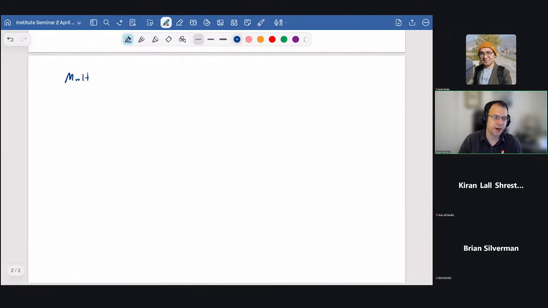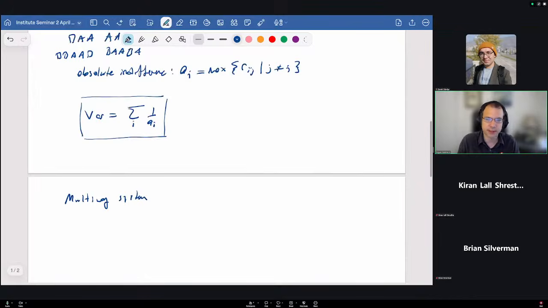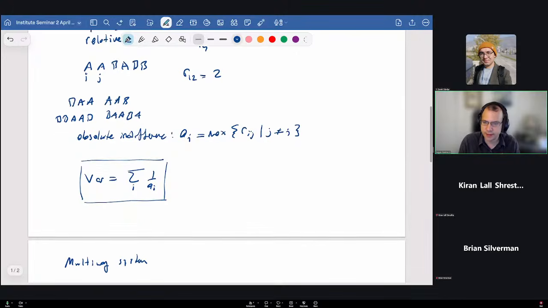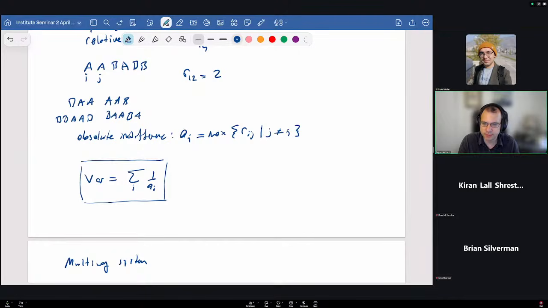Wait, can you go back? Your audio cut out a little bit when you were describing the last definition. So we have the absolute indifference. What does that say? Absolute indifference. Okay, and so that's the maximum radius that's needed to distinguish the worst case pair. Yes, the maximum of the relative indifferences between another ones. And then you have the sum of the inverses for the A_i.